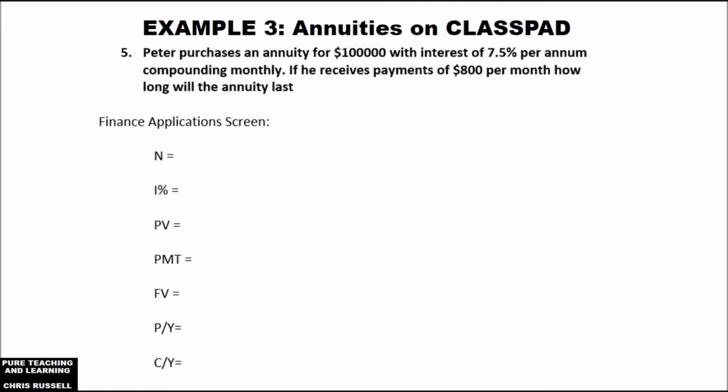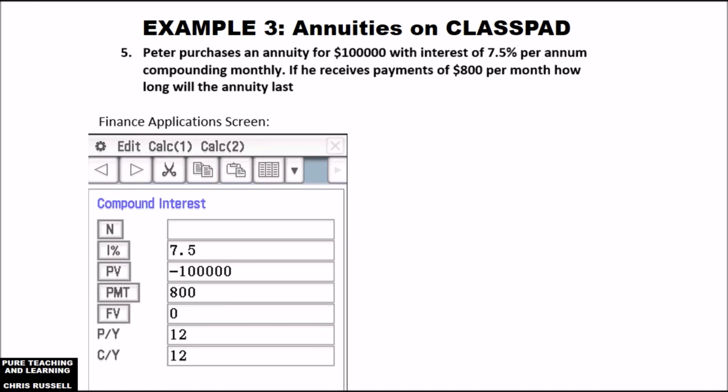Peter purchases an annuity for $100,000 with interest of 7.5% per annum compounding monthly. If he receives payments of $800 per month, how long will the annuity last? So now we don't know what N is. Now we just have to substitute what we know. So we know that the interest is 7.5, PV is $100,000, but Peter is purchasing this value, so therefore it's negative. PMT is 800 and it's positive because Peter is receiving these payments per month.